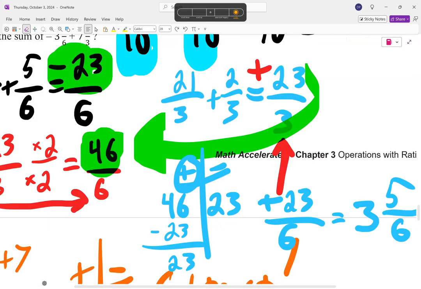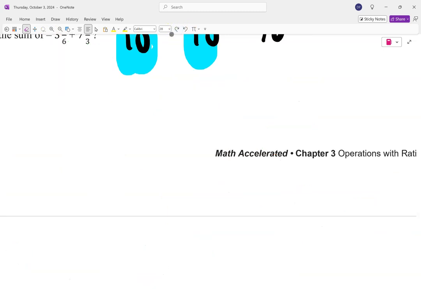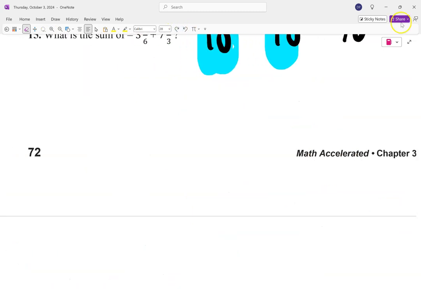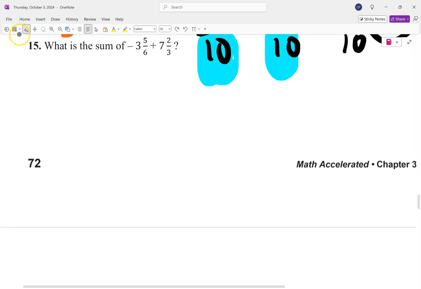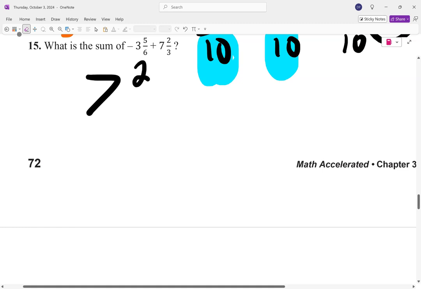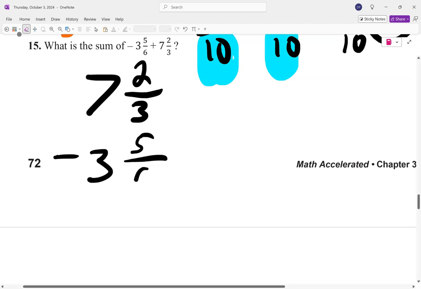So I'm going to write it like an old school subtraction problem with 7 2/3 on top. So 7 2/3, and we're going to subtract from that 3 5/6. Okay, well, let's change 2/3 to a common denominator first. And that's easier than the improper fractions, I think.